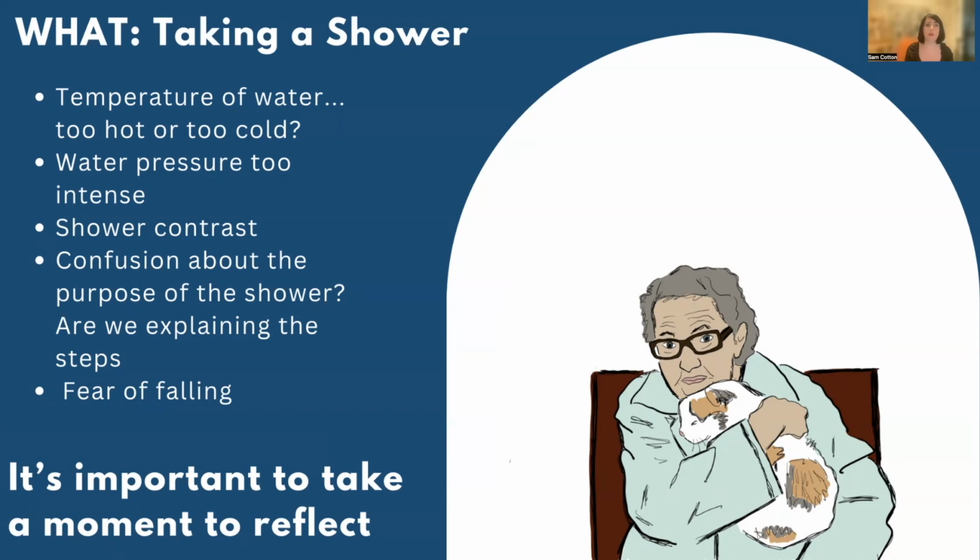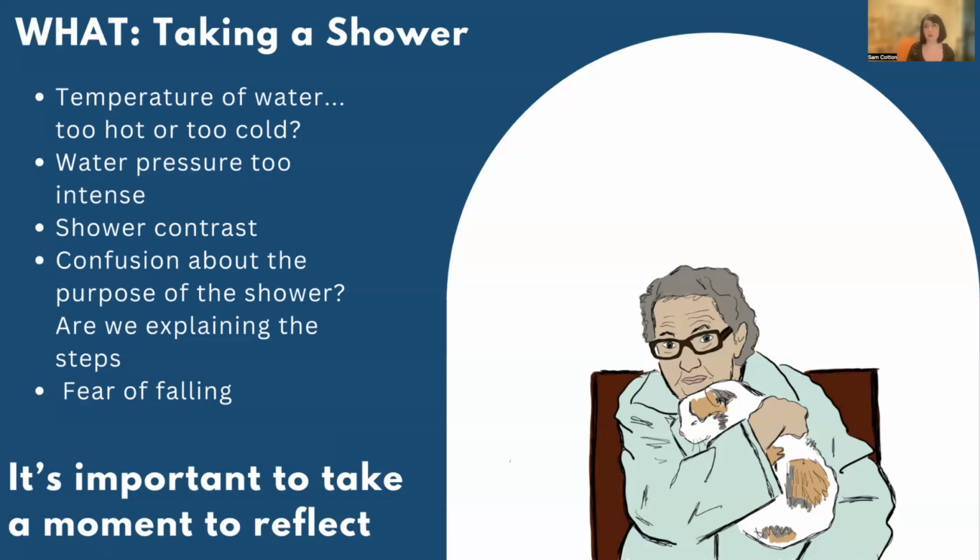We know that persons with Alzheimer's disease and other types of dementia often have issues related to temperature. So something that might feel fine for us as their caregiver might be too hot or too cold for that person. So really thinking about, what is it about this? Is it the water? Can we put into place some things so we can uncover if that's the issue for the person? Is the water pressure too intense?